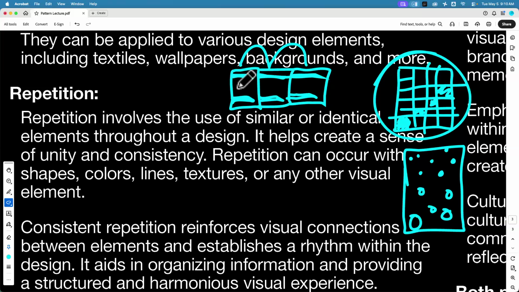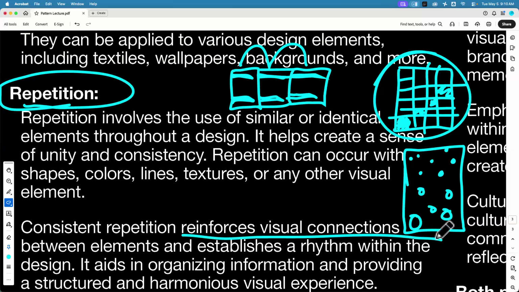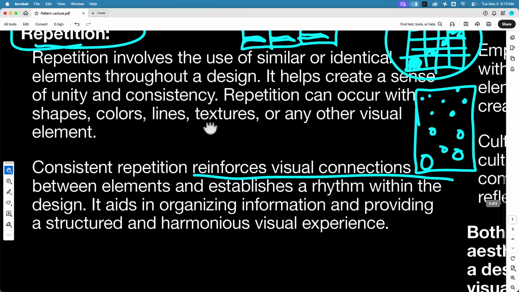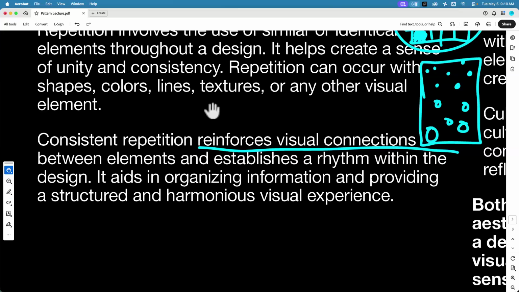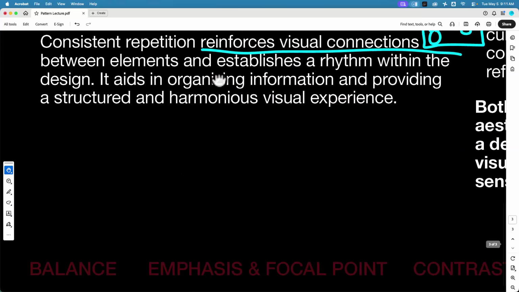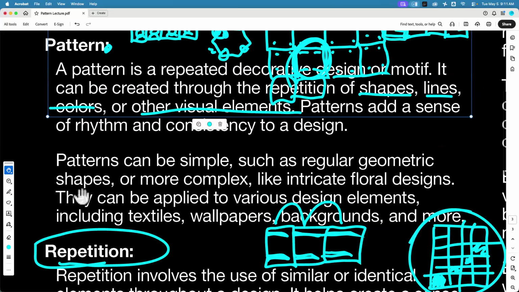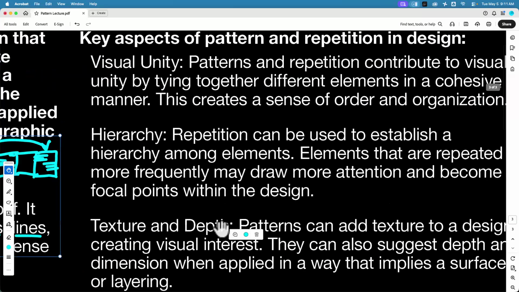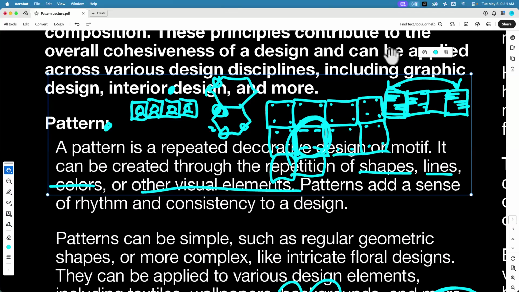But repeating elements within a design is repetition, and we do that to create visual interest. I like this: it reinforces visual connections within a piece. So that's why we do it. I end up doing it a lot, and it's almost subliminal. I do it with typography. Here it is, let's look at it. Oh, this side is better. Let's get rid of everything.